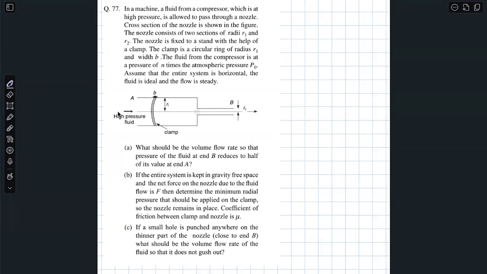One thing is very clear. If the fluid from the compressor is at a pressure of n times the atmospheric pressure, what should be the volume rate so that the pressure of the fluid at end B reduces to half of its value at end A?